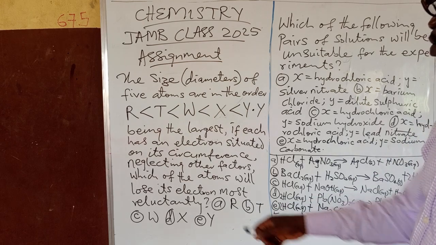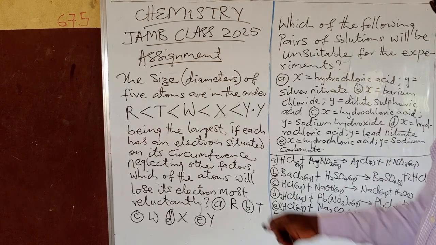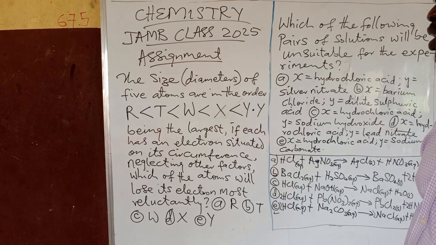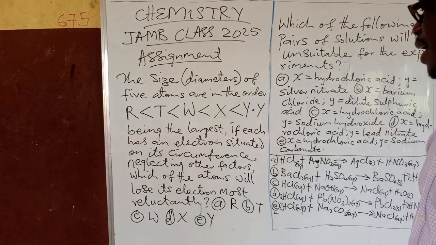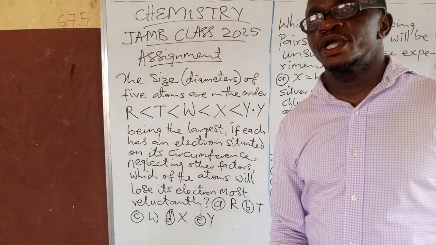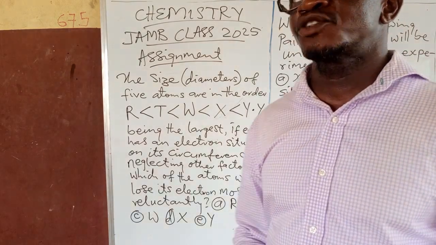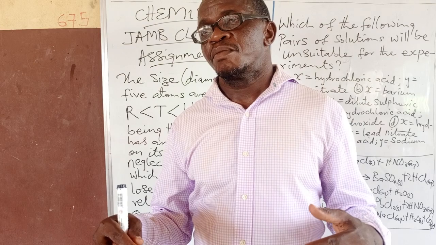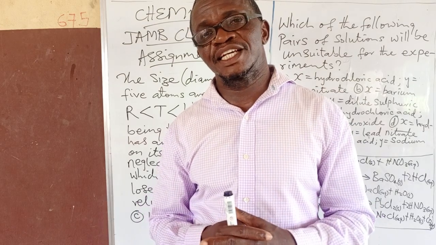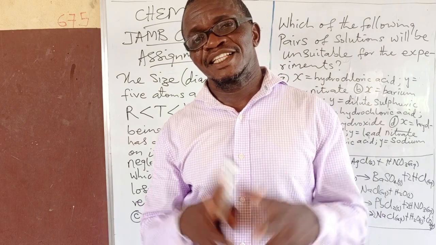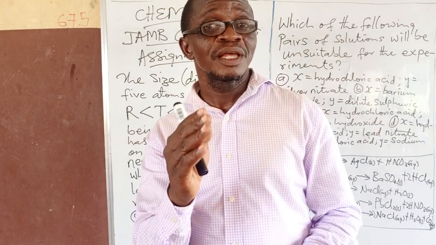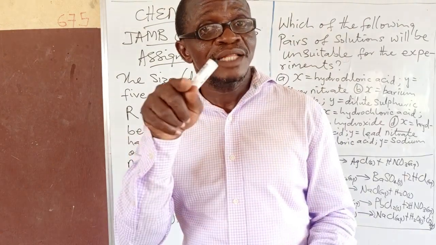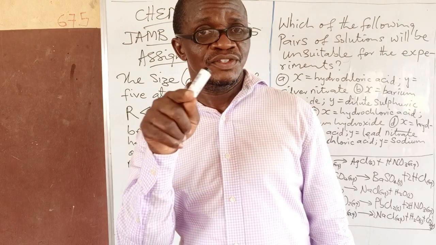A is R, B is T, C is W, D is X, E is Y. Which of them will lose its electron most reluctantly? Tell me the answer, and possibly tell me the reason why you think the option you are going for is the correct answer.